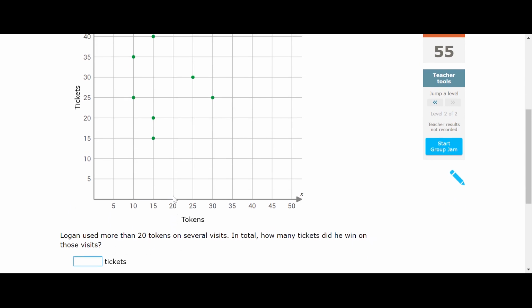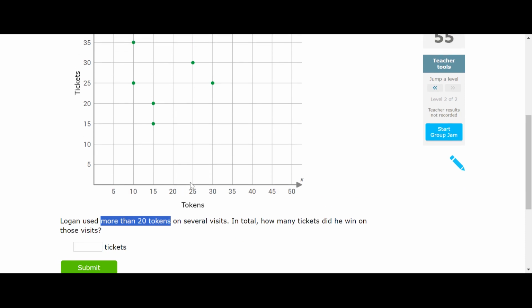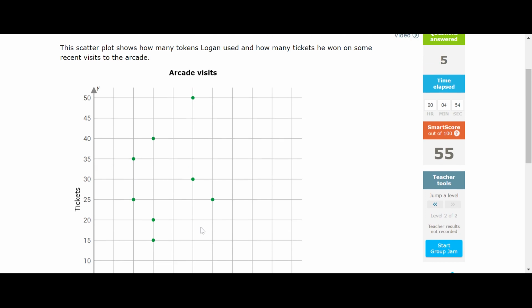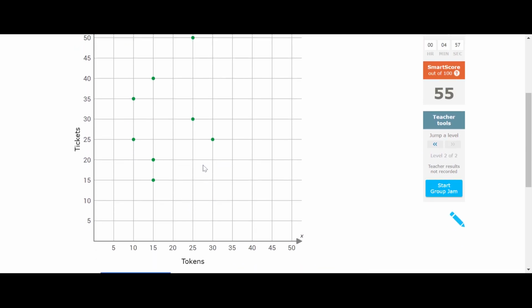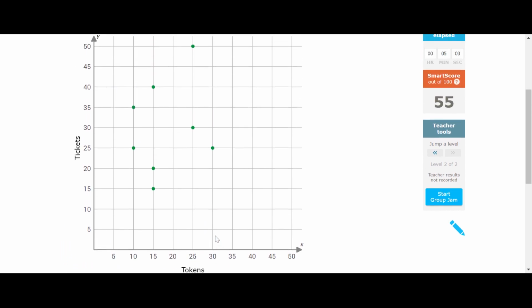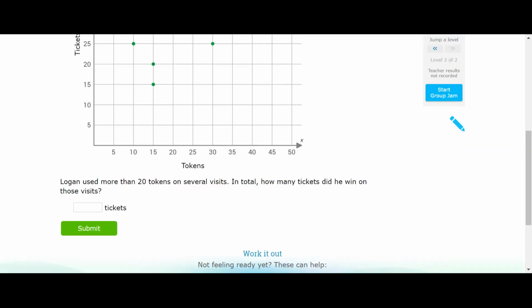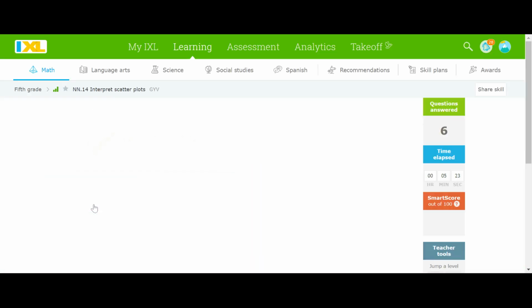So when he used 20 tokens, there's nothing here for 20 tokens, but our question says he used more than 20 tokens. So I'm looking for anything past 20. I see he has 2 parts where he used 25 tokens and then 1 part where he used 30. So I'm looking to see how many tickets he won when he spent 25 and 30, because those are the only times he spent more than 20 tokens. So he got 50, he got 30, and he got 25. 50 plus 25 is 75, and then 75 plus 30 is 105. So he got 105 tickets on those visits when he spent more than 20 tokens.